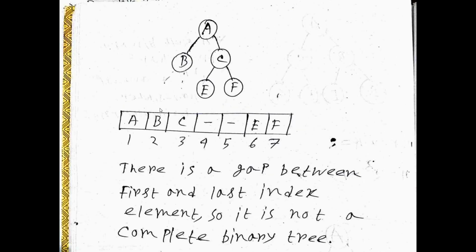But here, if you observe, it is not a complete binary tree. Why is it not a complete binary tree? If I represent this tree as an array, first is A, then B C, then no elements, so we take the two gaps, then E F. Now we check whether there is any gap between A and F, the first index element and last index element. Yes, there are two gaps. It is not a complete binary tree.